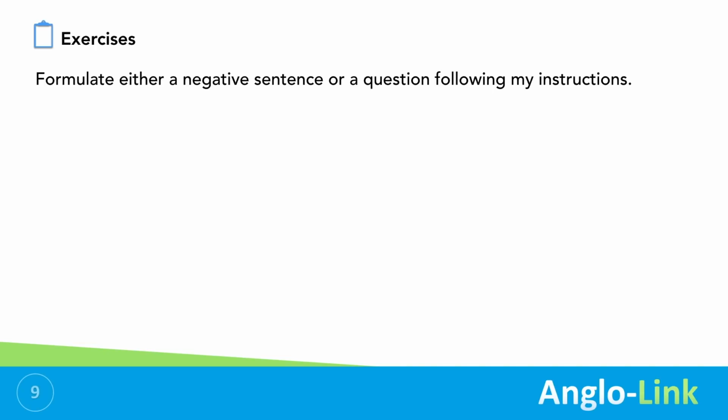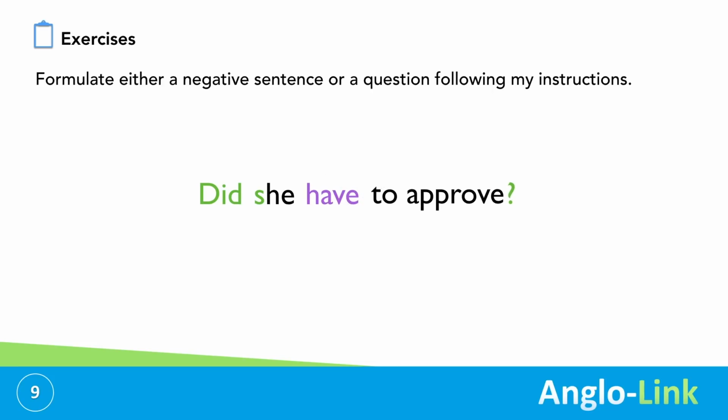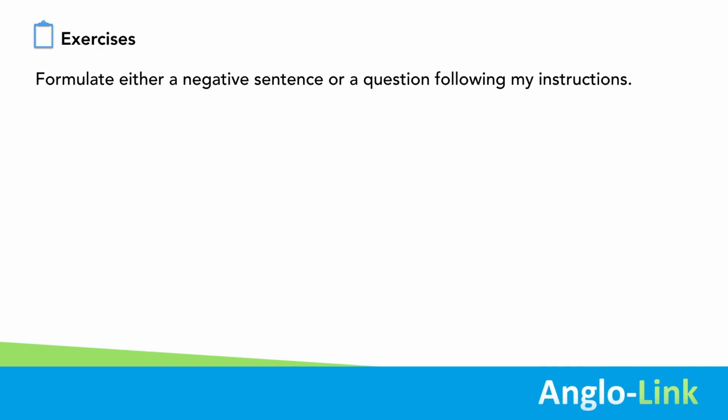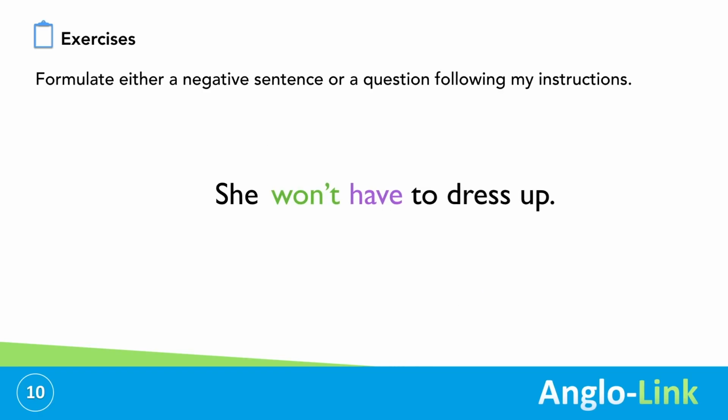Number 9. She had to approve. Let's have a question. What's the auxiliary that we need here? Past tense, so it's did. Sort out the punctuation. And what else? That's right, the base verb. Did she have to approve? And finally, number 10. She'll have to dress up. Future, make it negative. She won't have to dress up.